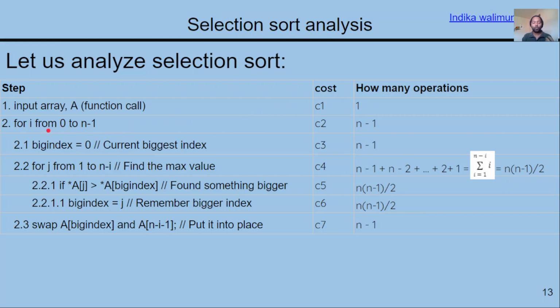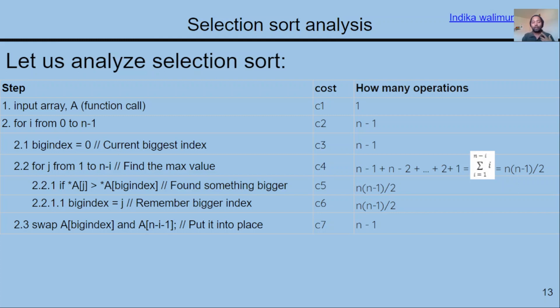And then there are two for loops in selection sort. I highly encourage you to take a look at the algorithm in chapter 8. Basically what we do in selection sort is we look for the next biggest item, and once we find it, we put it towards the end of the array.